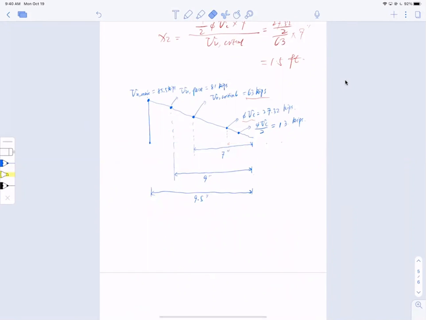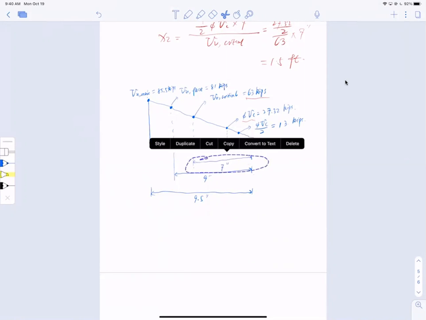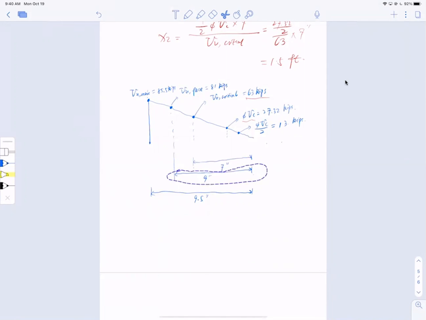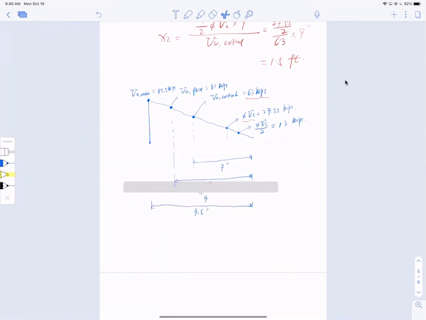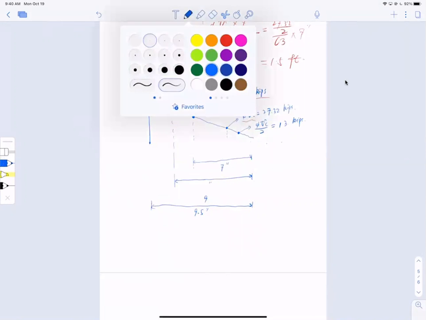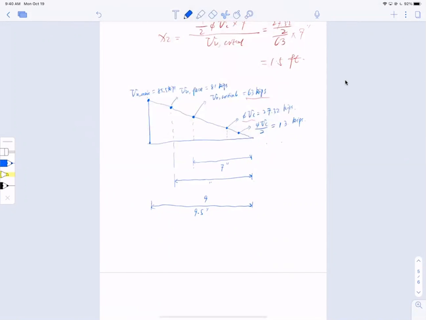Now let me move this further. Let me move the 7 feet a little bit lower here, the 9 feet, 9.5 feet, even lower here. So I finish this shear diagram. Now this is 1.5 feet, 1.5 feet, and this is 3 feet. Now I'm done. This is the full shear diagram. I'm not done with design yet, apparently, but this is my full shear diagram.